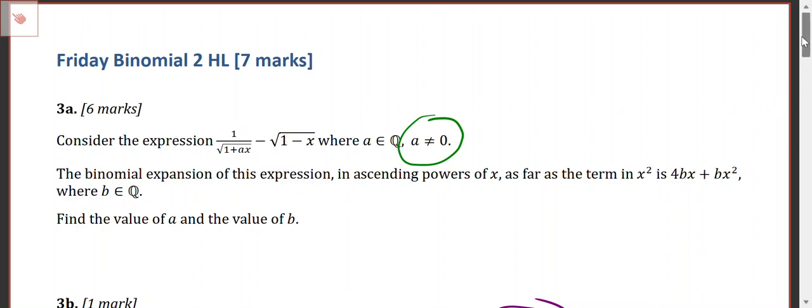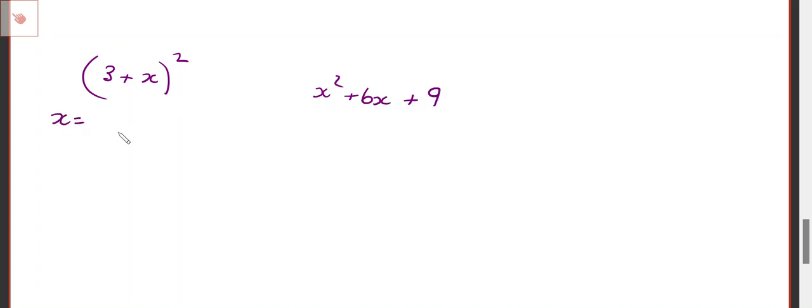So just to simplify that a bit, let's take a very basic (3 plus x) squared. What's the expansion? If x is 4, this becomes 49, and this becomes 16 plus 24 plus 9, which is 49. Yeah, we know that's right because it makes sense. So therefore, this is just, like you said, a different form.